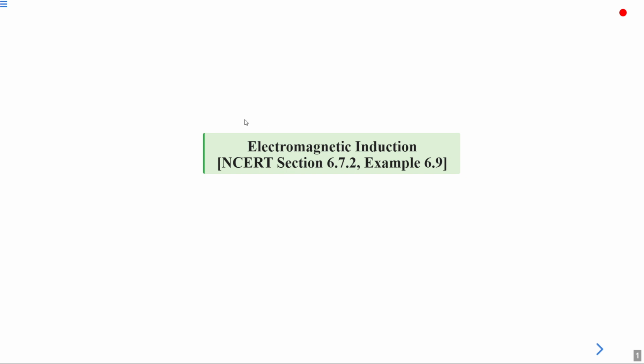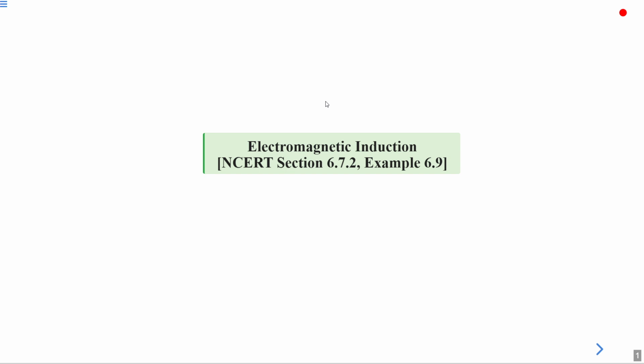So, in yesterday's lecture, we discussed mutual induction. In today's lecture, we are going to discuss self-induction. We have studied two types of induction or inductance, that is mutual inductance and self-inductance. Mutual we discussed in detail yesterday, and today we are going to discuss self-induction and self-inductance.